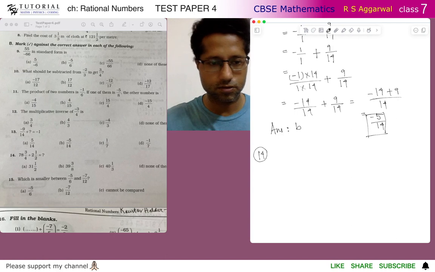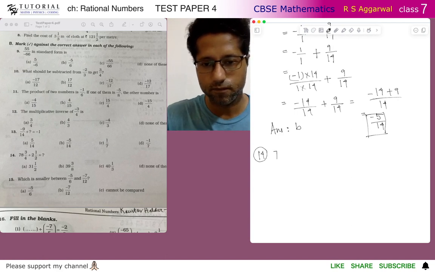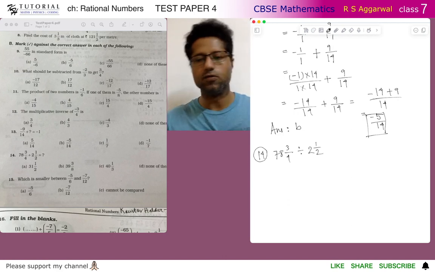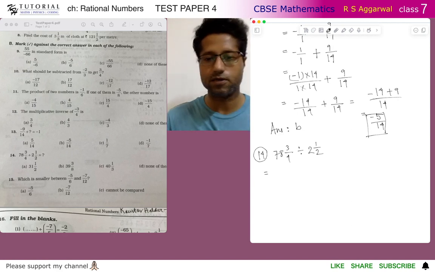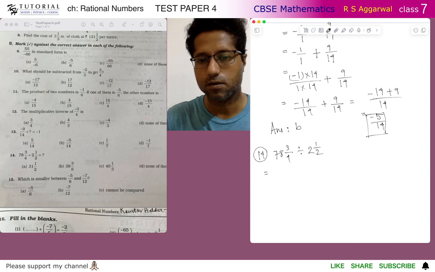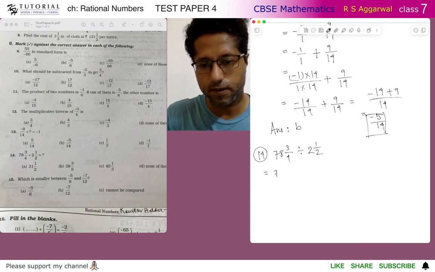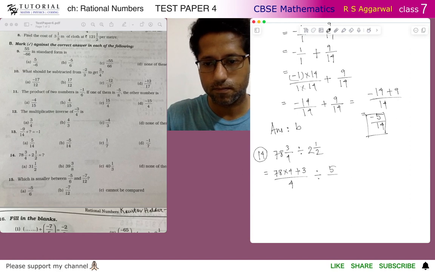It is asking for a simplification. What will be the value of 78 and 3 by 4 divided by 2 and a half? We have to find this value. So first we will convert the mixed fractions to improper fractions, and this becomes 78 multiplied by 4 plus 3 divided by 4. This is 5 by 2.